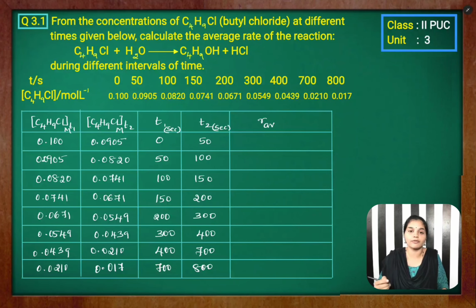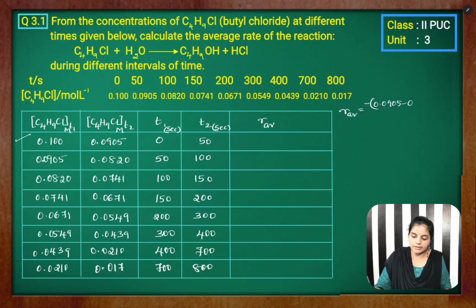Now we shall use the formula for average rate, that is minus of concentration of butyl chloride at T2 minus concentration of butyl chloride at T1, divided by T2 minus T1. Now let us calculate the average rate at different time intervals one by one. For the first case, average rate is equal to minus of 0.0905, which is the concentration of butyl chloride at T2, minus 0.1, divided by 50 minus 0.